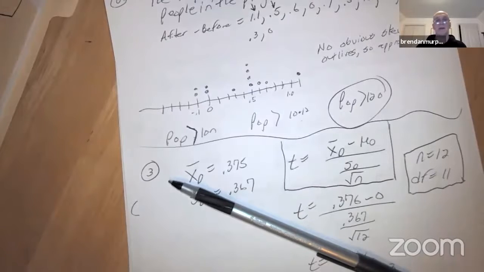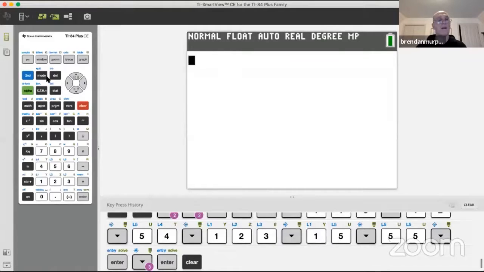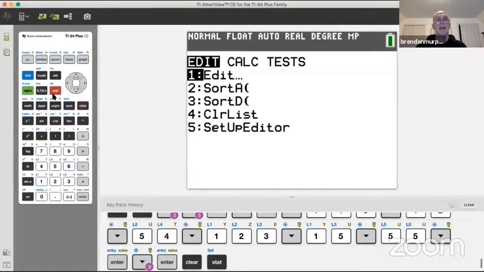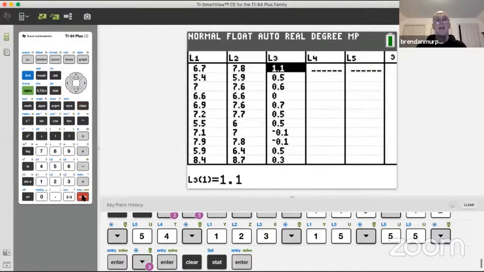We'll run the test. So in my list 1 and list 2, yep, I was efficient earlier today. I listed those 12 values. This is the before and this is the after. And I'm interested in the difference, so I had to subtract those two. For list 3, I said list 2 minus list 1.